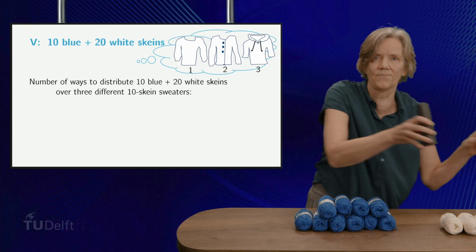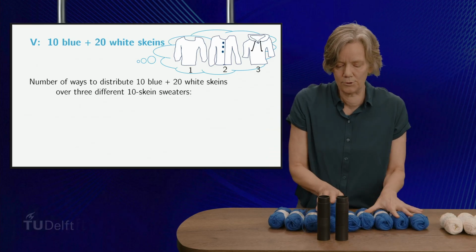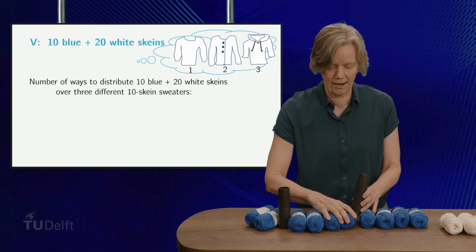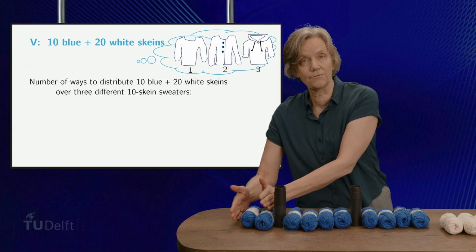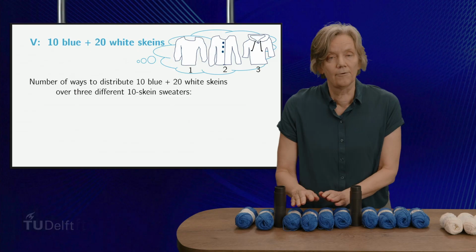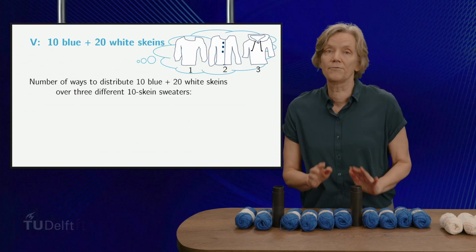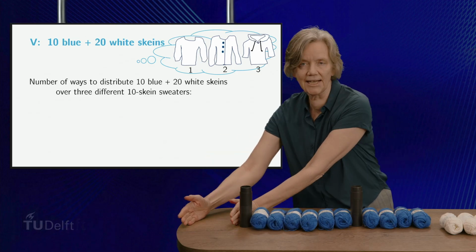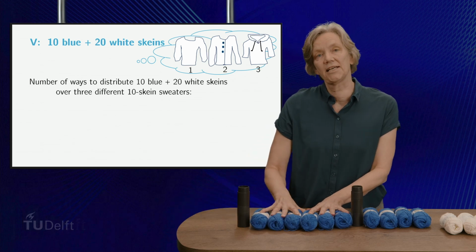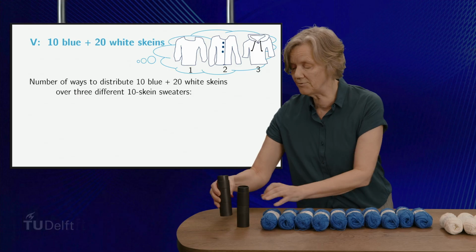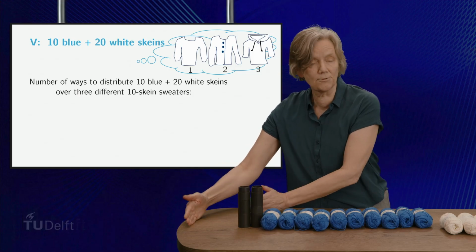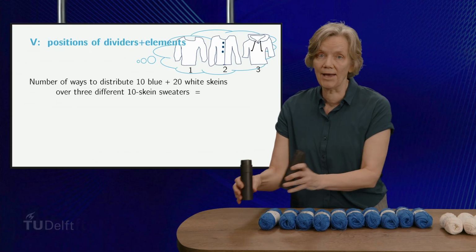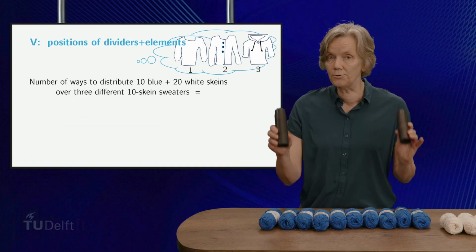Instead, I'll use dividers. I'll put the 10 blue skeins in a row and I can separate them like this. Now, for example, for sweater 1, I have 2 blue skeins. For sweaters 2 and 3, I've got 4 blue skeins each. If I put the divider here, the first sweater has no blue and the second sweater has 6 blue skeins. I can even put both of them here and then I've got 2 white sweaters and the hoodie will be all blue. So now I only have to count the ways to line up 10 blue skeins and 2 dividers.